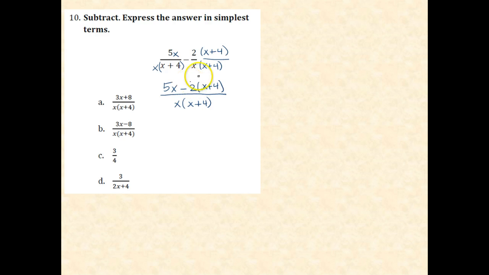And now we need to distribute this negative 2. So 5x minus 2x, and then negative 2 times 4 is minus 8 over x times x plus 4, and that 5x minus 2x is 3x. So 3x minus 8 over x times x plus 4.